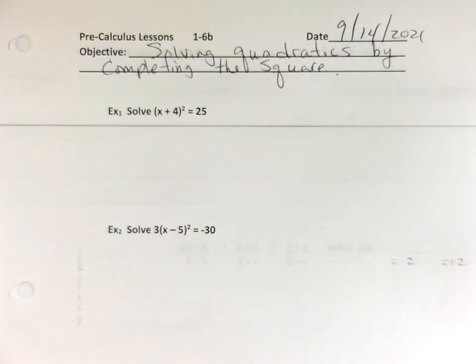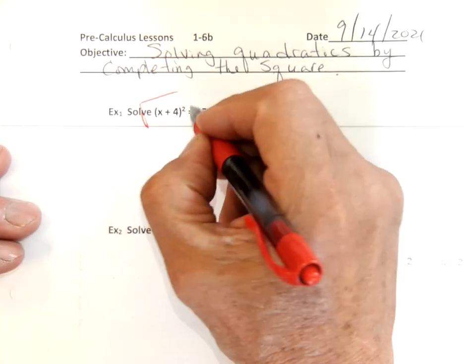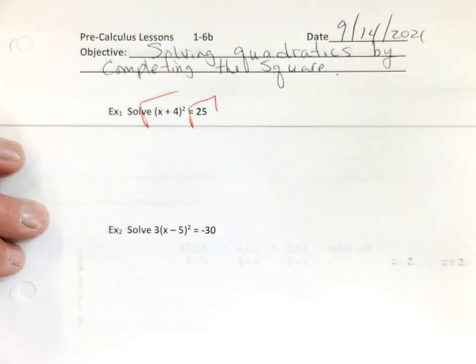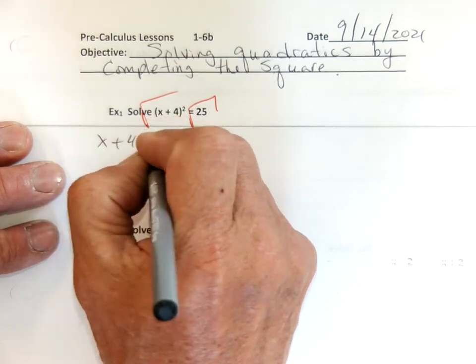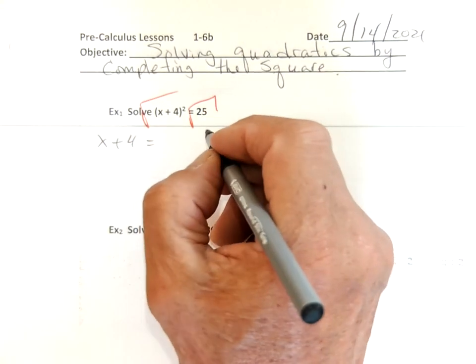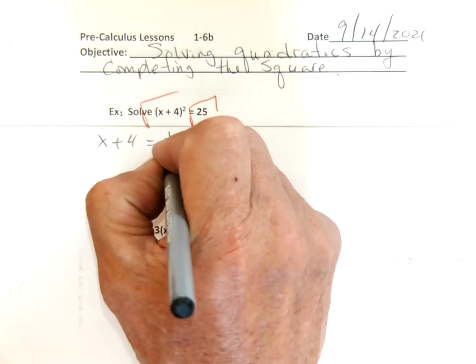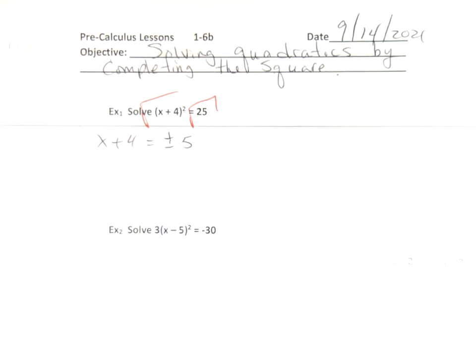What I like about example 1 is that it's really easy. It's here already in this really nice form. You guys agree? Super nice form. So I'm just going to square root both sides. How many answers? 2, right? So x plus 4 equals the square root of 25, which is plus and minus 5. It's both.